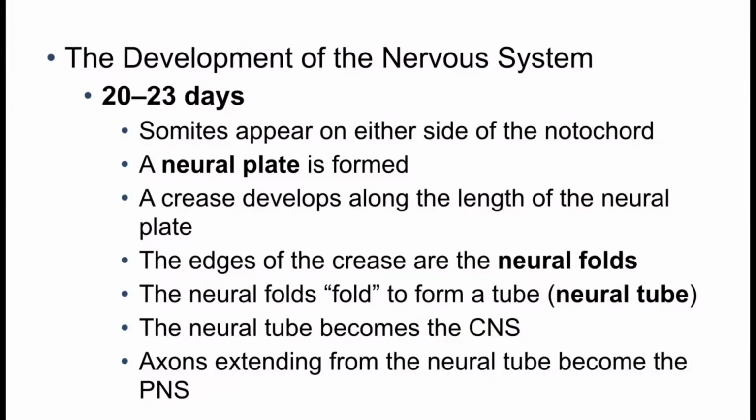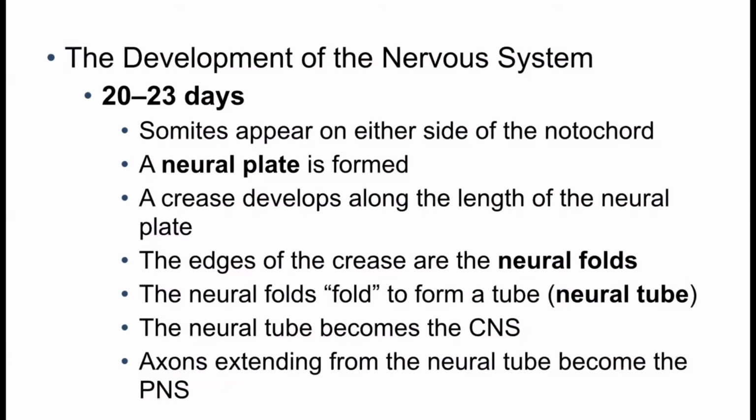And development of the nervous system. We covered muscles, appendicular system, now go on to the nervous system. 20 to 23 days, so 3 weeks out. Somites appear on either side of the notochord. The somites appearing in the mesial aspect form your vertebral column. Somites on the lateral side form your muscles, the flexors and extensors.